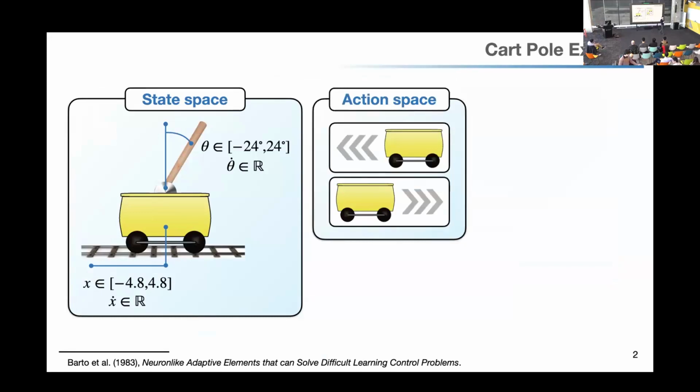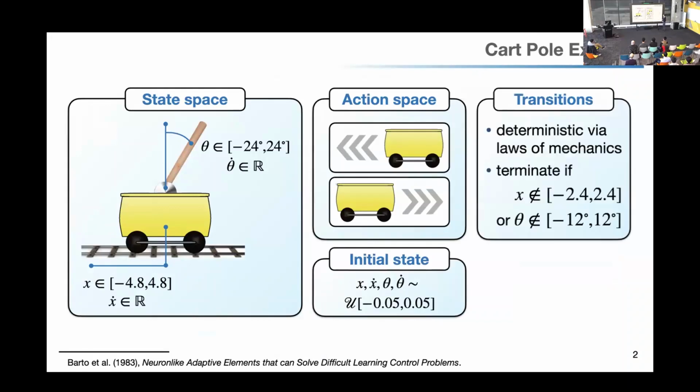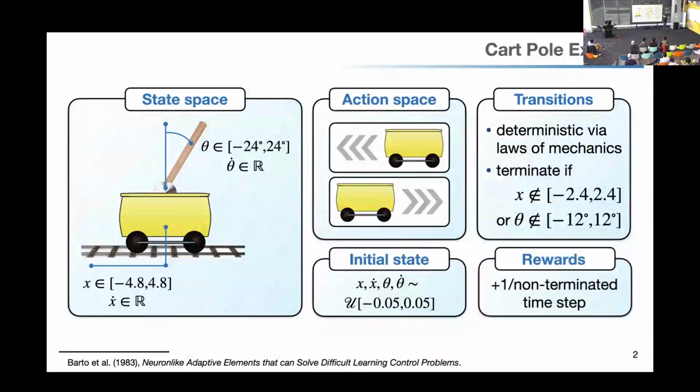All right? The action space in this example is simple. We have two actions. We can shift the cart to the left or to the right. The initial state is chosen randomly according to some uniform distributions. The transition kernel here is actually somewhat special in the sense that there is no uncertainty in this problem because the transitions are governed by the laws of mechanics that are known to us. And then finally, we have a unit reward for every time period where we can still balance the pole, so as to encourage policies that can balance the pole for as long as possible.